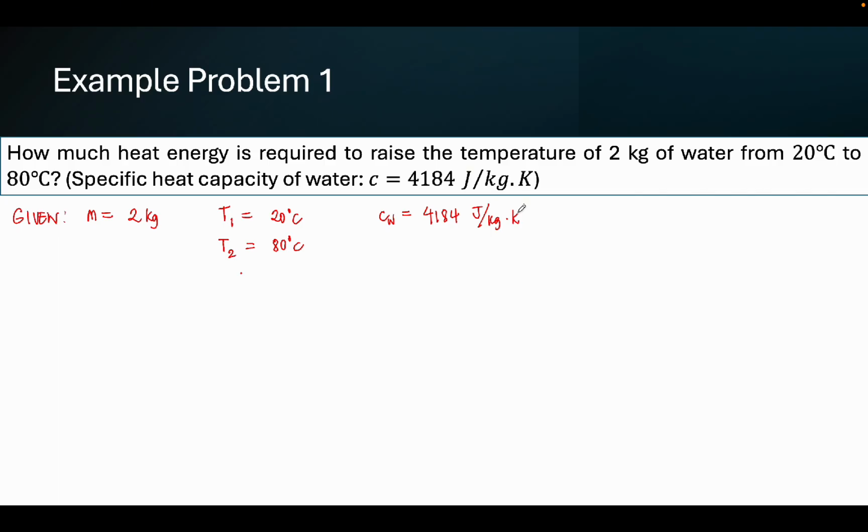Okay. Now, we are asked to solve for the heat required to raise the temperature of this 2 kilogram water from 20 degrees Celsius to 80 degrees Celsius. From the heat formula, Q is equal to M times C times delta T. So we have M, we have C, and for delta T, by the way, when we say change in temperature or delta, the formula is the final temperature, T2, minus T1. So any change or any delta, the formula is final value minus initial value.